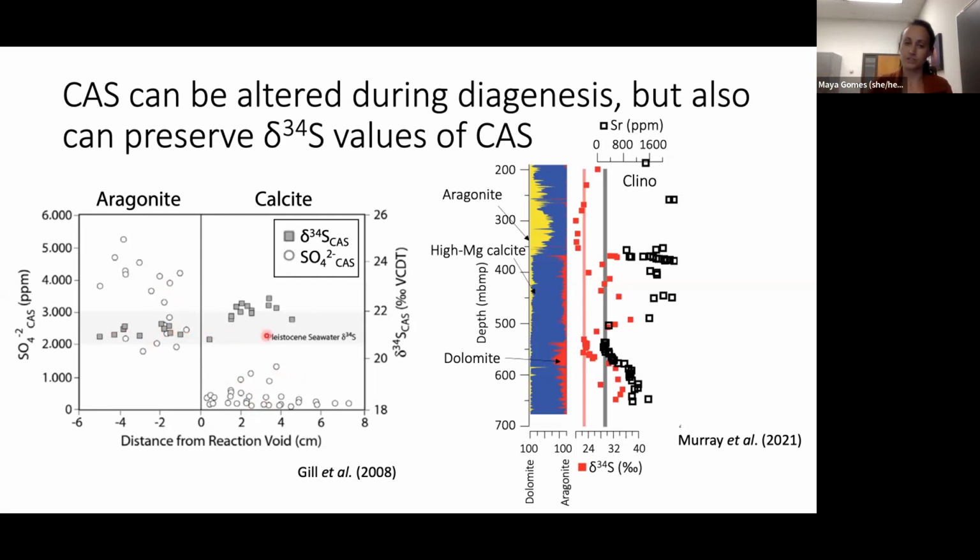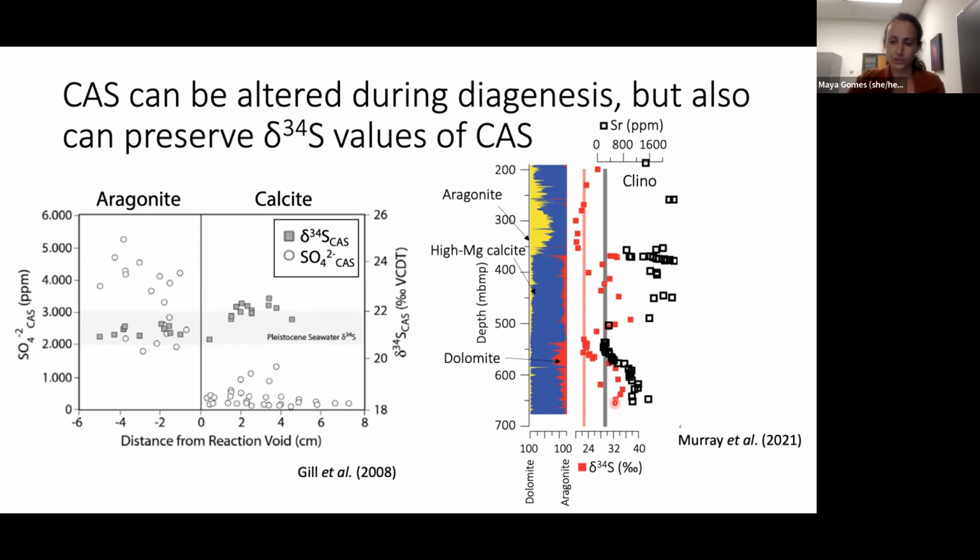And so this was taken to show us that sulfate concentrations of CAS might decrease during alteration, but the sulfur isotope signature should be preserved. So this is good news. But on the right, we have an example from the Kleino core, which is one of our greatest examples of how diagenetic processes can alter geochemical signals.